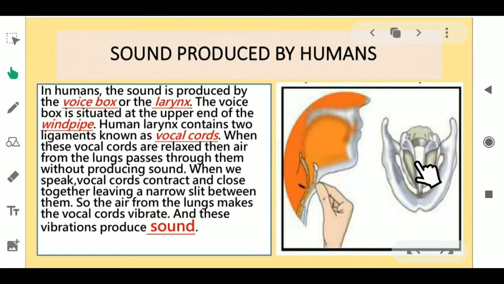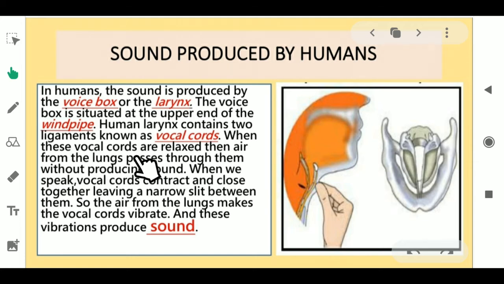So it is a picture, and this picture represents the voice box and the vocal cords, the same picture given in the textbook. In human beings, the sound is produced by the voice box or larynx. This one, voice box or larynx. It is situated at the upper end of the windpipe. The human larynx contains two ligaments known as vocal cords. These are what we call vocal cords.